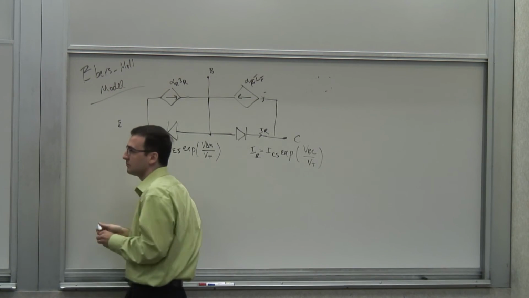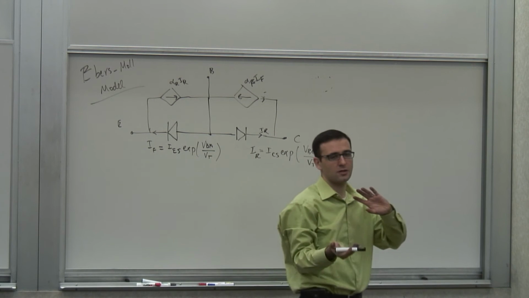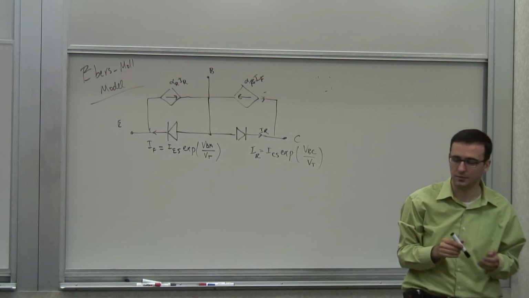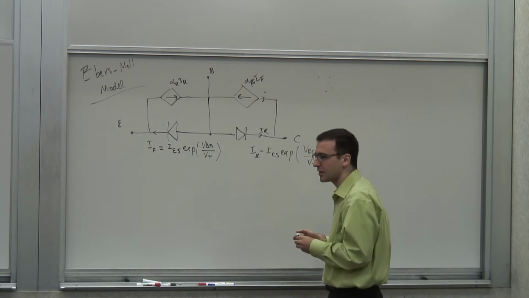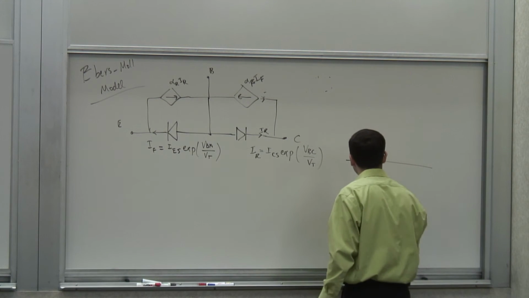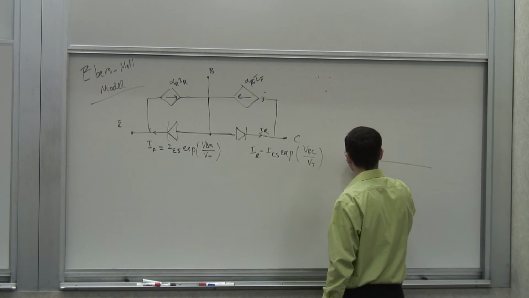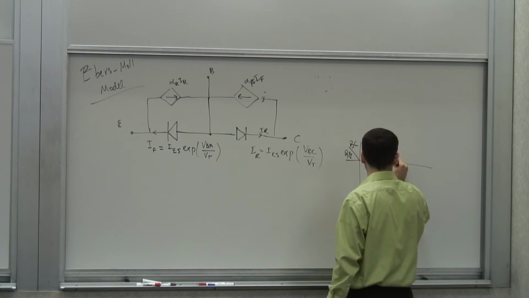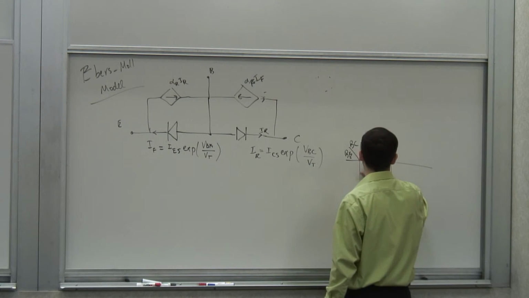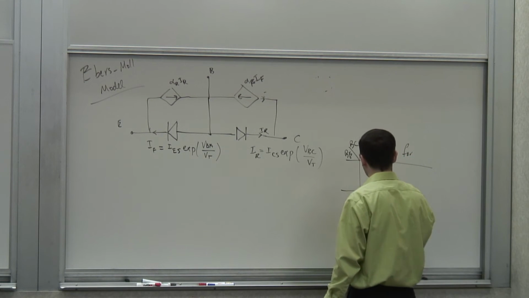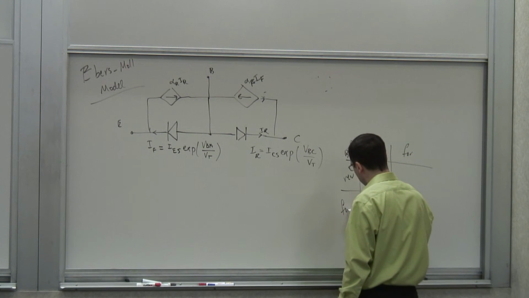And this is valid in all combinations of forward bias and reverse bias for the transistor. So there are 4 combinations, right? You can think about it. So we have 2 junctions: the base emitter junction and the base collector junction. This can be reverse or forward, and this one is going to be reverse and forward.